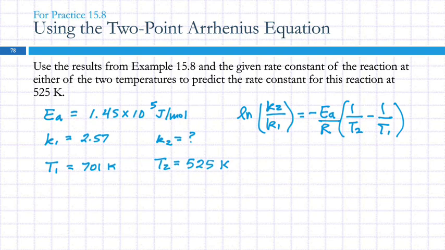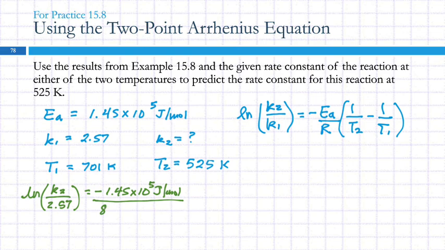So let's plug the numbers into that equation. Natural log of K2 over 2.57 equals negative 1.45 times 10 to the 5th. I want to use the joules instead of kilojoules because of the gas constant. One over T2, minus 1 over T1.